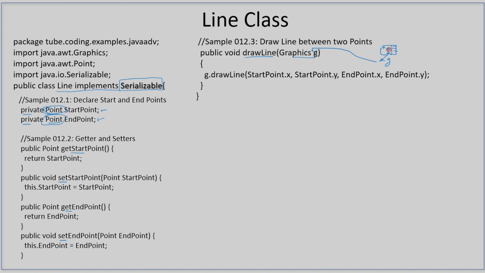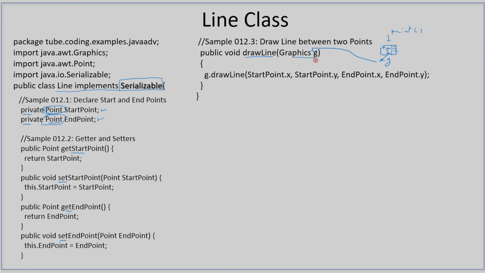We will register both the points and then we will make a call to draw line. Usually we will make a call to draw line in the paint method of this frame window. The paint method will have a graphics object, right? We will supply that graphics object. We will have a line object, make a call to draw line, and supply the graphics object of the frame window.